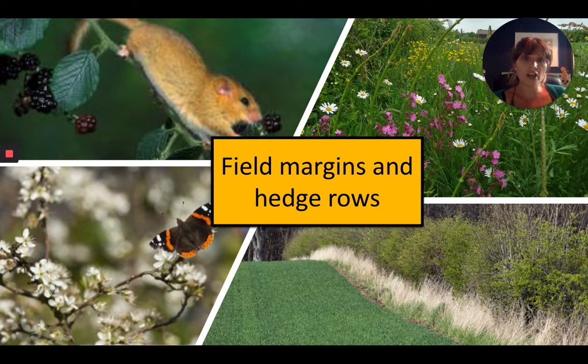So what you find is these hedges can grow lots and lots of different insects, small mammals, small animals, and lots and lots of plants. So that's what field margins and hedgerows are for, if you've ever wondered. They're not just to look pretty.